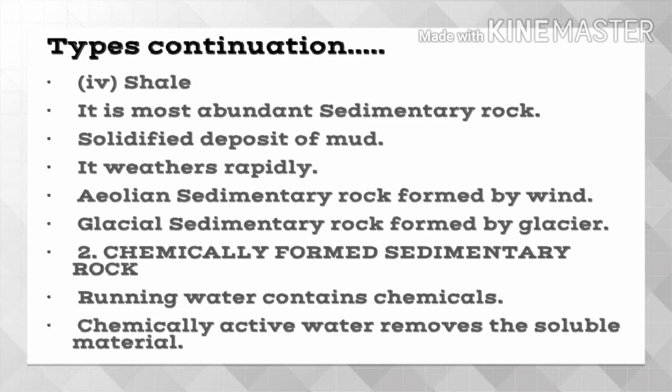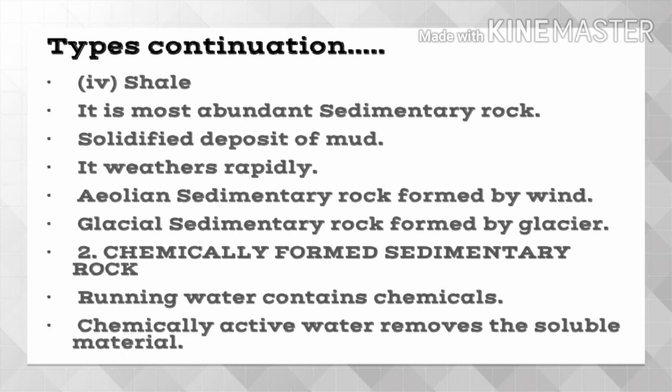Apart from these four varieties of mechanically formed sedimentary rock, we have other rocks like the Aeolian sedimentary rock, which has been formed by the transportation and deposition by wind, for example loess, that is found in the Gobi Desert of China. Then the glacial sedimentary rock, which has been formed by the deposition that is brought down by the glacier. It is also known as the moraine. So they are the other two types of mechanically formed sedimentary rock.